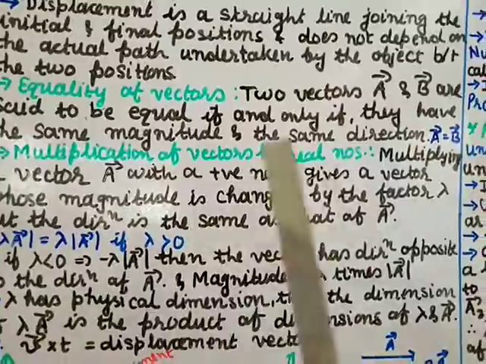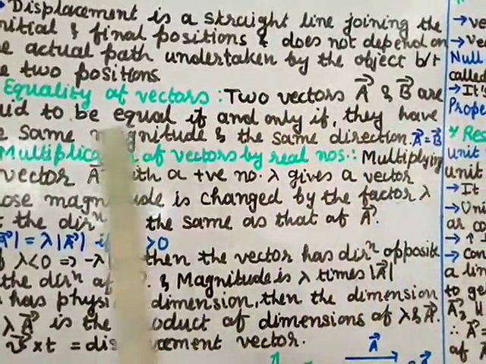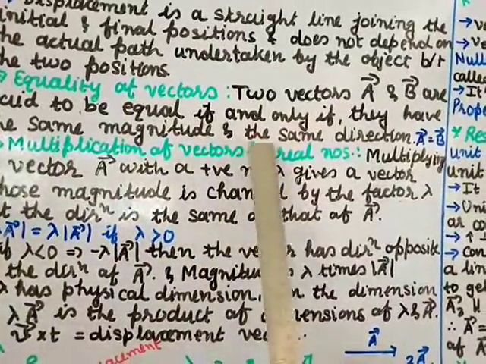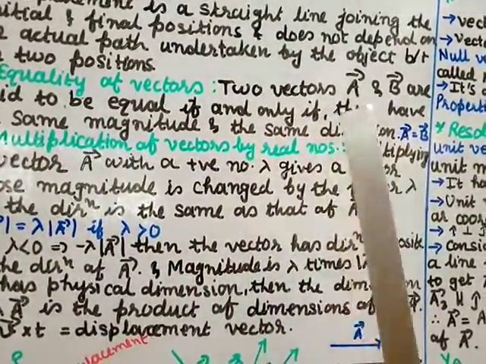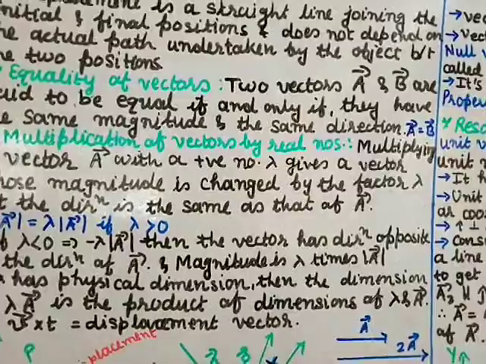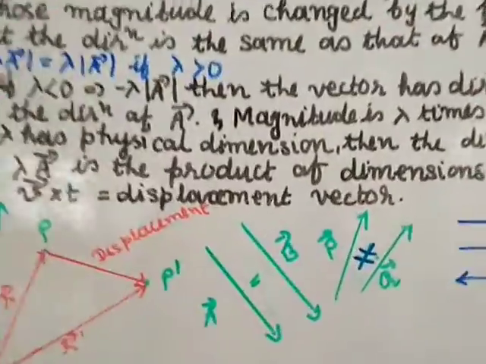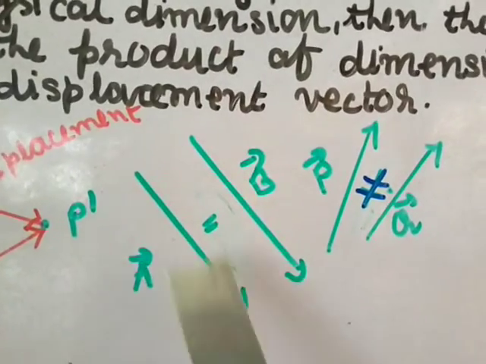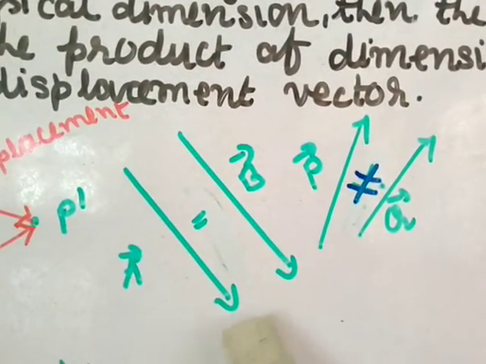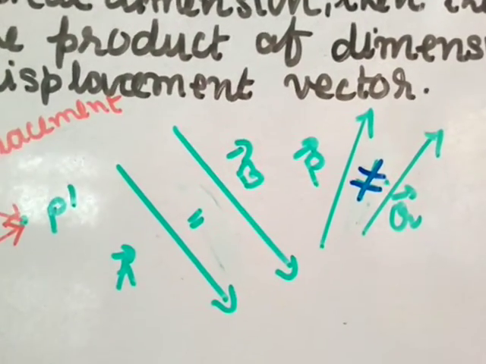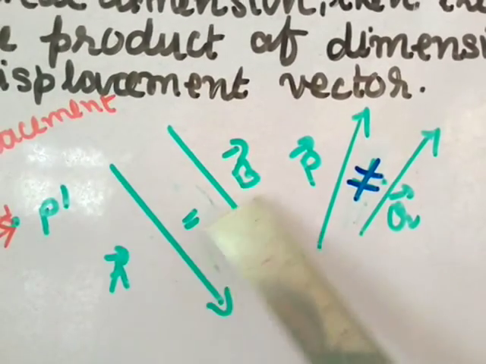Equality of vectors. Two vectors A and B are said to be equal if and only if they have the same magnitude and the same direction. If they have the same magnitude and same direction, we call them equal vectors, and we can write vector A equal to vector B. Here you can look, this is vector A, vector B. They have the same direction. This arrow shows the direction, and the length you can see is also the same. That means the magnitude also is the same. So we can say vector A equal to vector B.